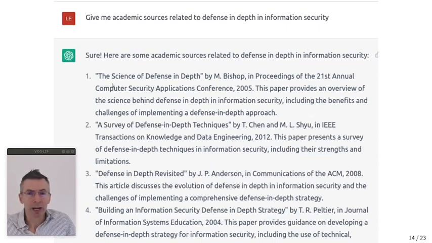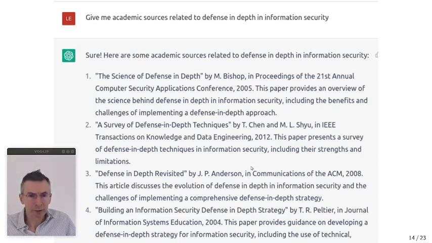That's a well-regarded conference. So this paper is perfect for my purposes. It provides an overview of the science behind defense in depth information security, including benefits and so on. So that's great. And then this second paper looks just as good. A survey of defense in depth techniques, again in a known conference and with a very, very useful looking description there.